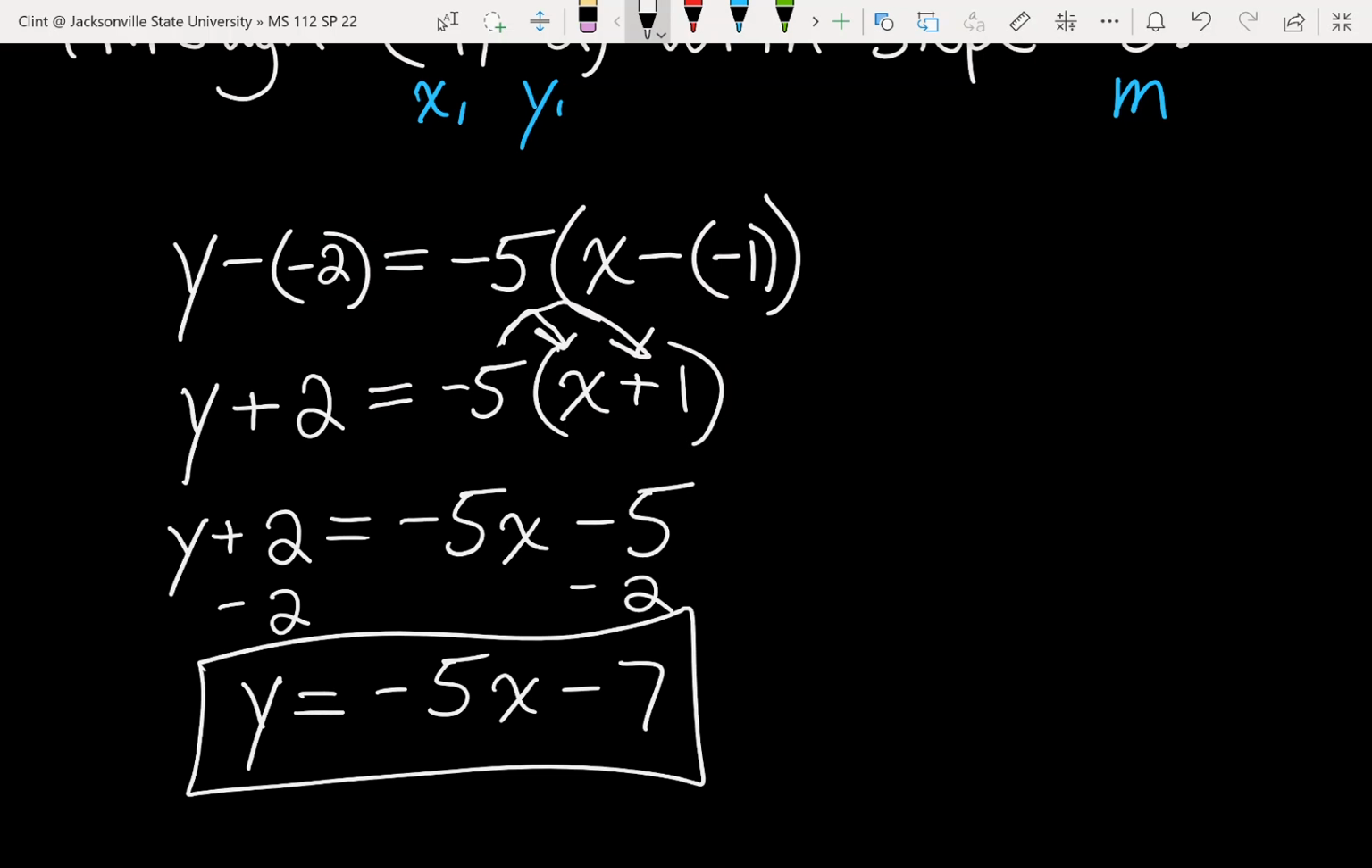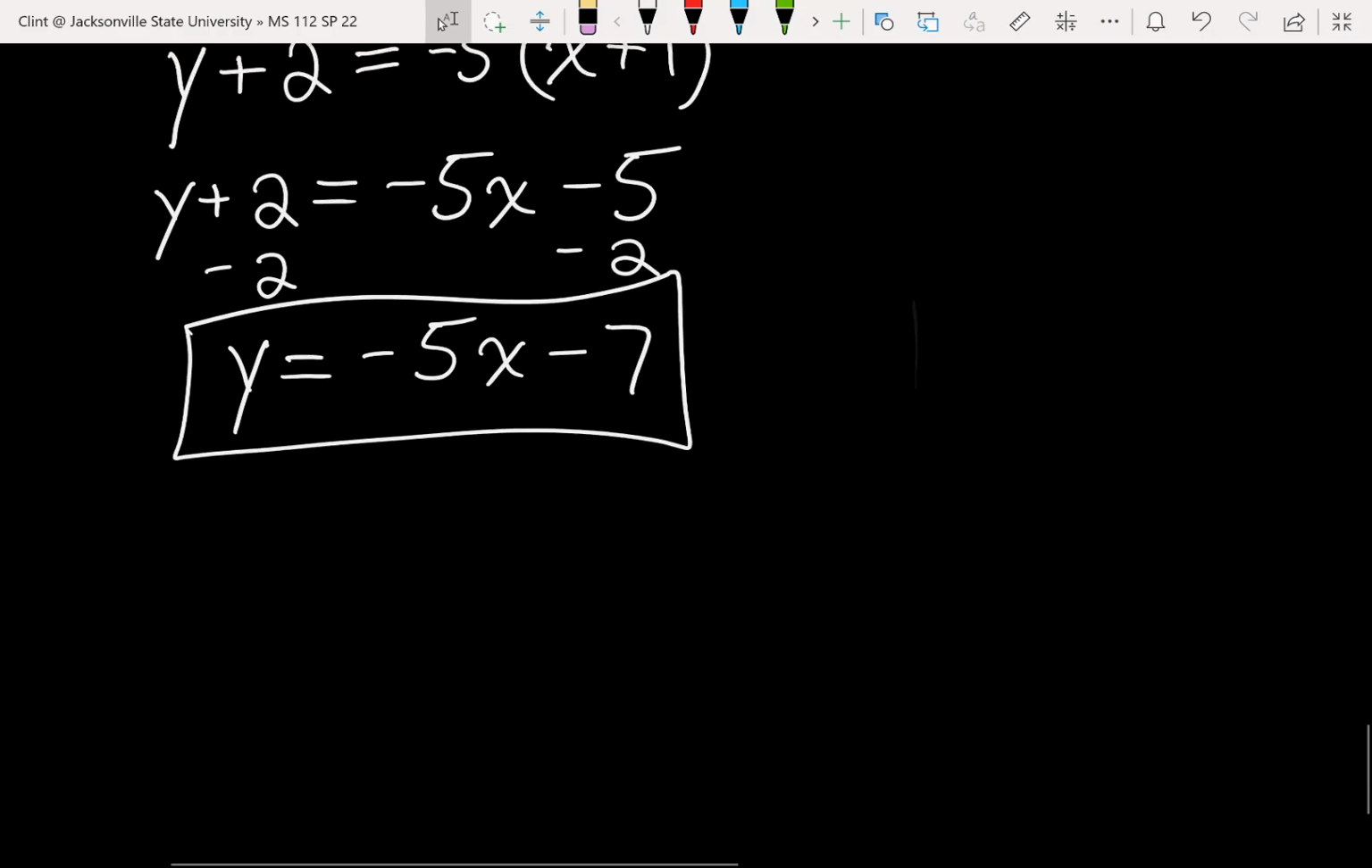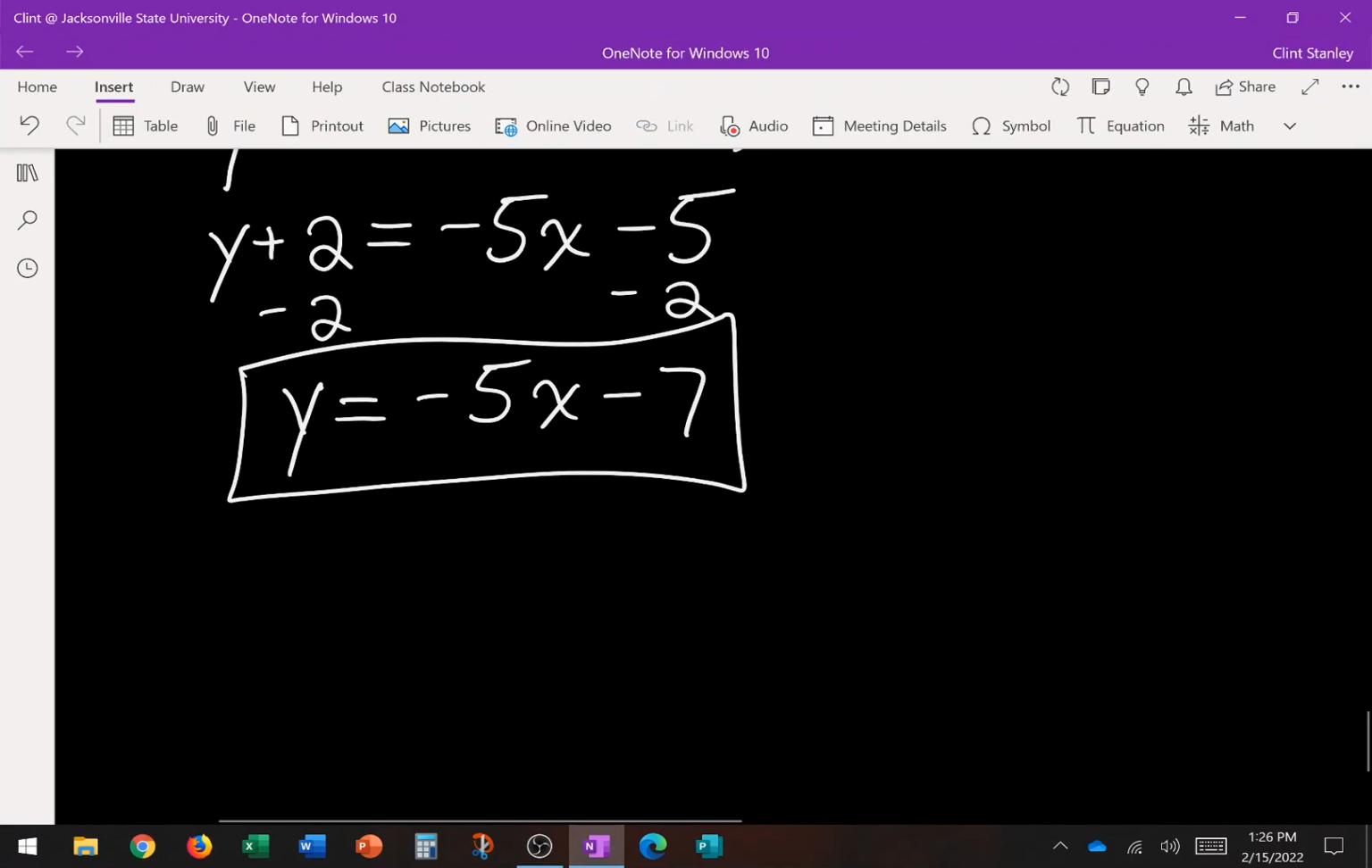So where would our y-intercept be? Negative 7. We can figure that out without even having to make the graph. And while we're here, we might as well graph this thing.